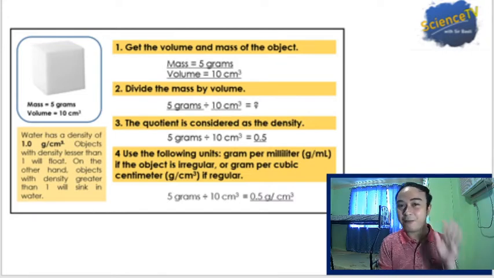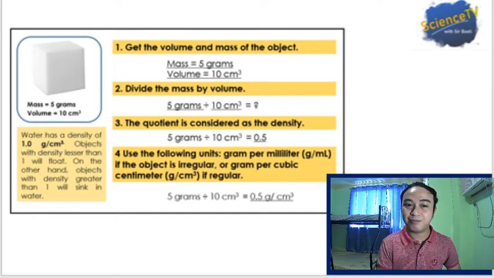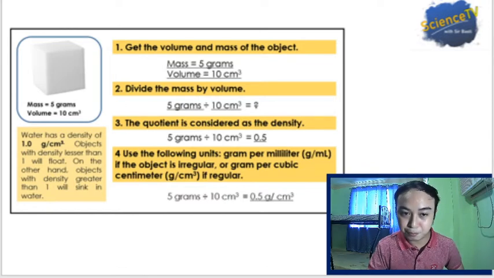We are dividing 5 by 10. So it is 0.5. 5 grams divided by 10 centimeter cube is equal to 0.5. Sir, how about the unit? What unit are we going to use? Now, be guided. Since we are computing for the density of a regular object, we are going to use gram per cubic centimeter or gram per centimeter cube.